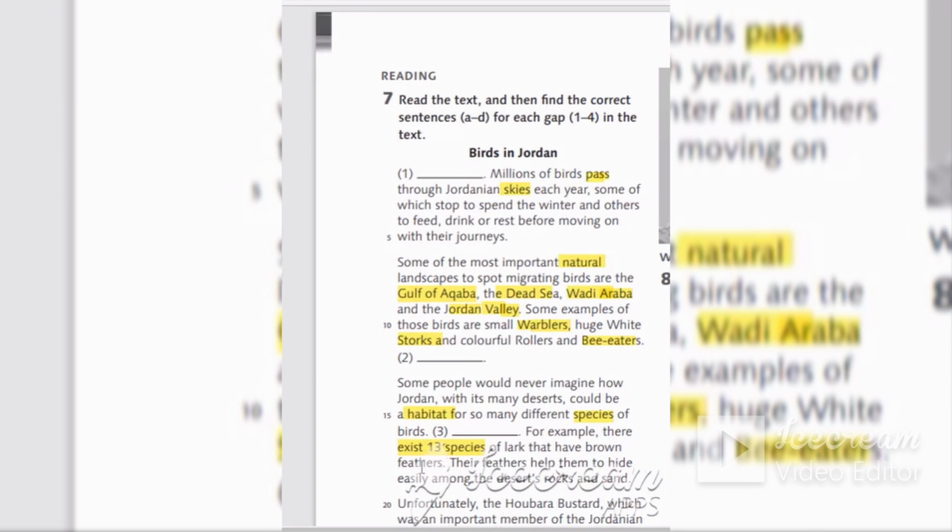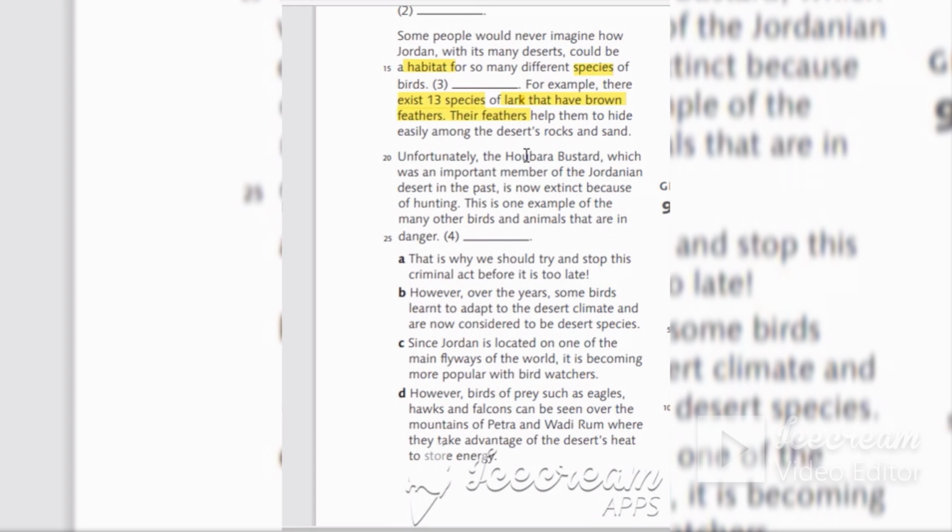The lark bird is the one whose color is brown. Its brown color helps it hide among the plants. In the picture, this is the lark bird. It helps them to hide easily among the desert rocks. It lives in the desert and can hide among the rocks because it's brown.